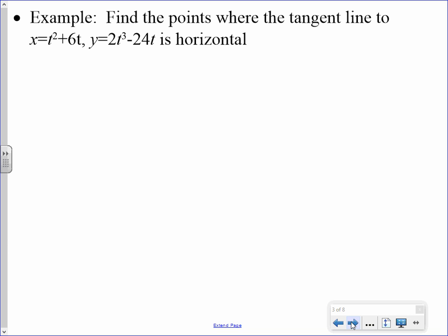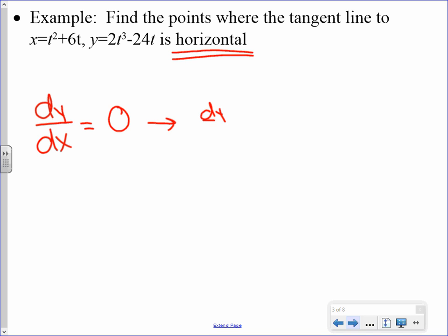Okay, if we want a horizontal tangent line, we want dy/dx to equal 0. What are we really focusing on if we have a parametric equation? Our numerator is dy/dt. So this is essentially asking for where dy/dt equals 0. We have to look at dx/dt to make sure it's not 0 at the same time.